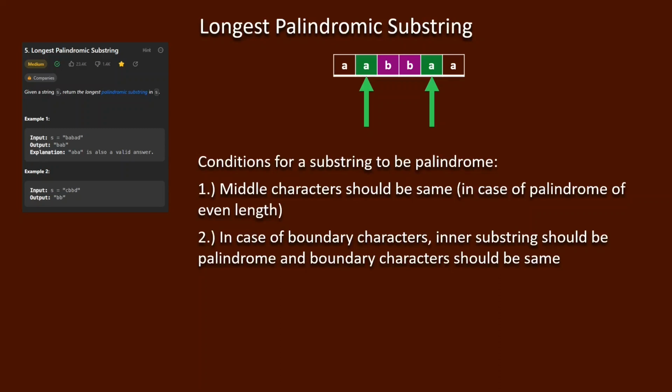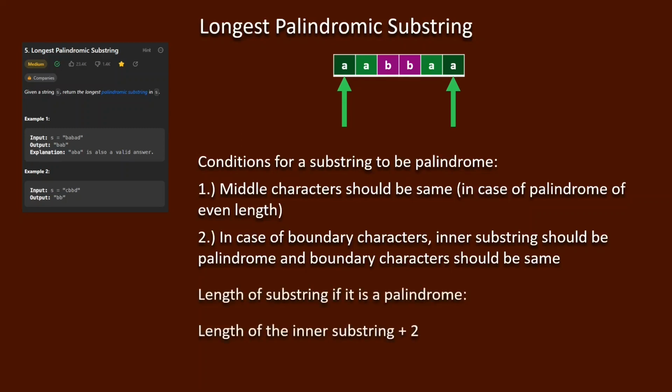So if we expand further on this example, the right and left pointers, or the boundary characters, are the same, and the inner substring is already a palindrome, so the whole string is a palindrome. Once we know that the inner substring is a palindrome, how do we find the length of the string that is bounded by the left and right pointers? That would be the length of the inner substring plus 2. The 2 is to account for the right and left pointers.